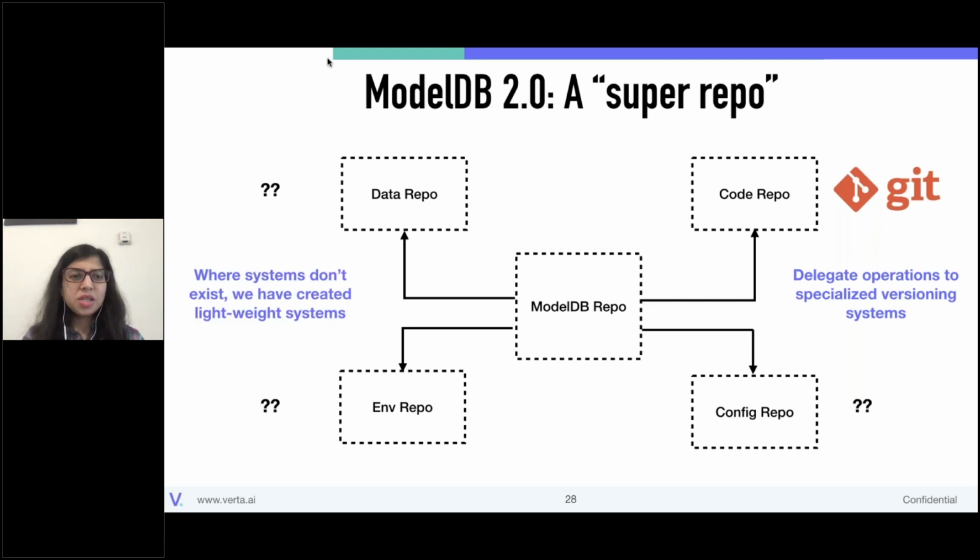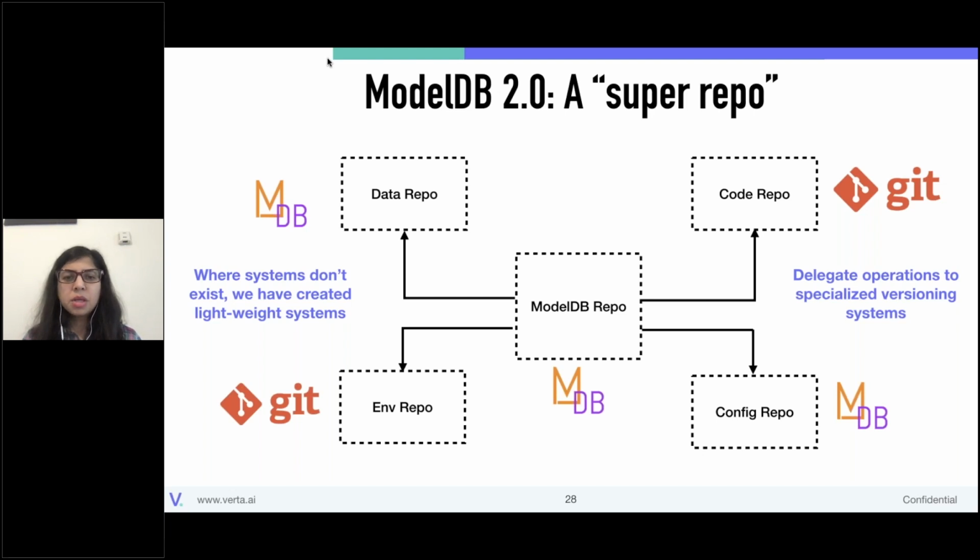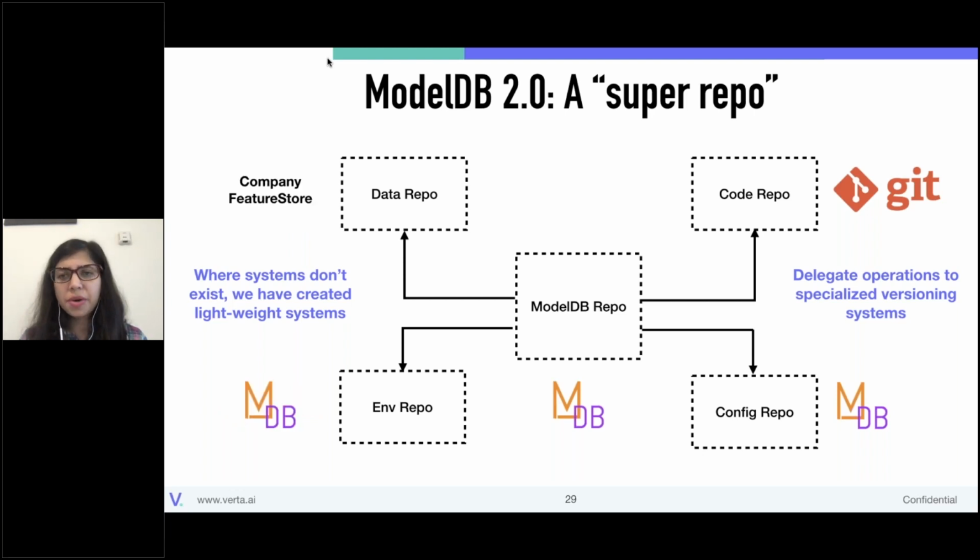So what we've done is where systems don't exist for robustly versioning these types of ingredients, we've built lightweight systems of our own. So for instance, one way to configure ModelDB is to say that you're going to use Git for your code versioning as well as your environment versioning, and you're going to use ModelDB for data and config. Suppose your company has a feature store. That's great too. All you need to do is use your feature store as opposed to ModelDB for your data repo, and the other components can again be very flexible.